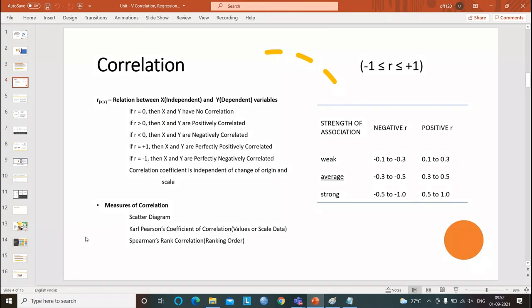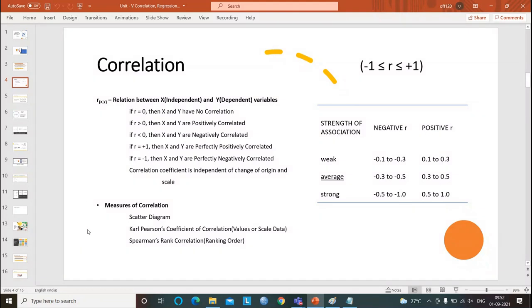Now, how many types of correlation are there here? There are three types of correlation. First one is positive correlation, second one is negative correlation, the third one is no correlation. No correlation means there is no effect of one variable on the other variable.